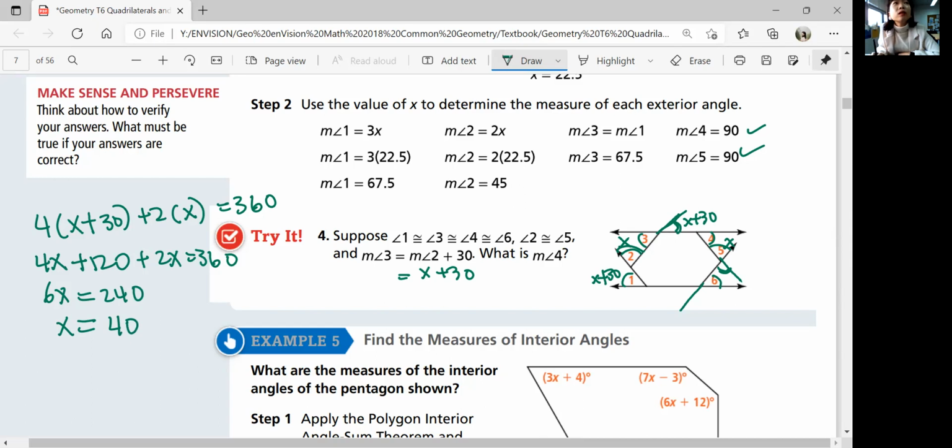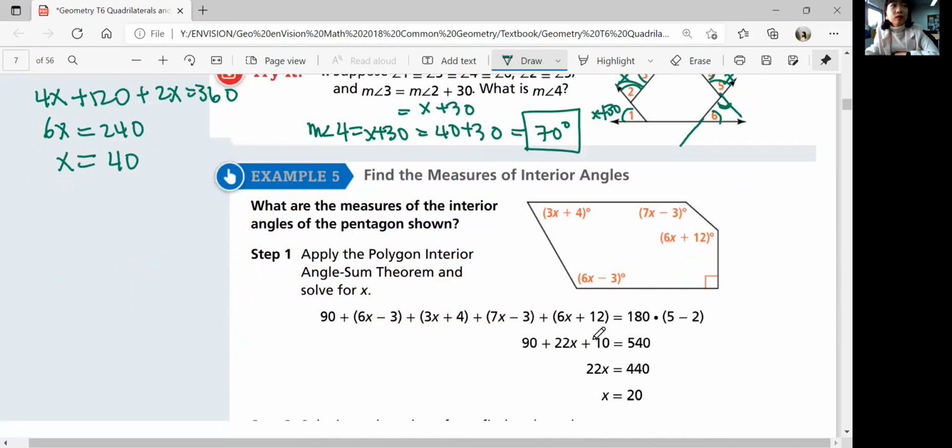Angle 4 is equivalent to angle 3 and 1, which is going to be x plus 30, right? So the measure of angle 4 is x plus 30, which is 40 plus 30, which is 70 degrees, okay? And angles 2 and 5 are just, wait, yeah, they're just 40 degrees. And then all the other angles are 70 degrees.